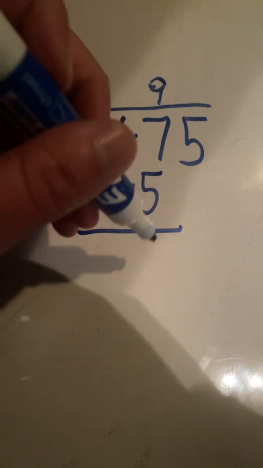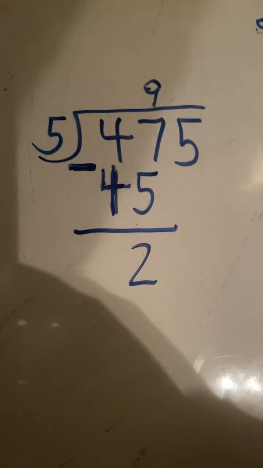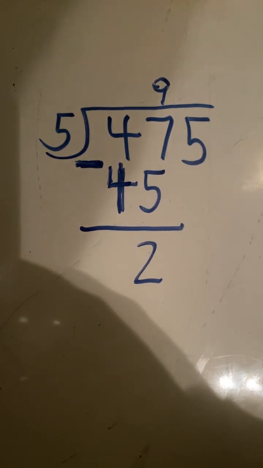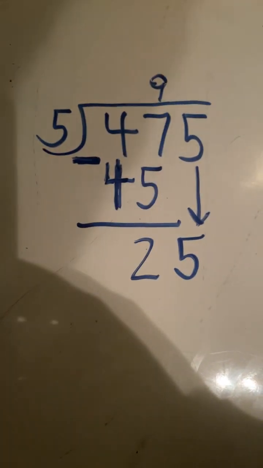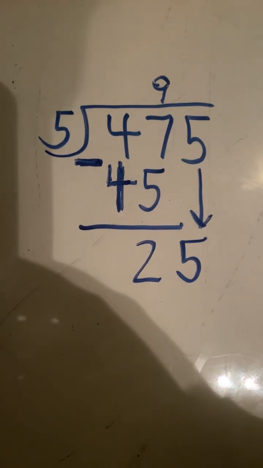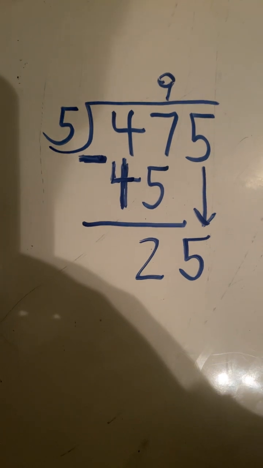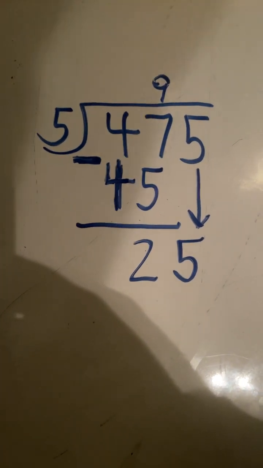So 47 minus 45 equals 2. So we have a remainder of 2. Next, I'm going to bring down the 5. And now we have to do 25 divided by 5.